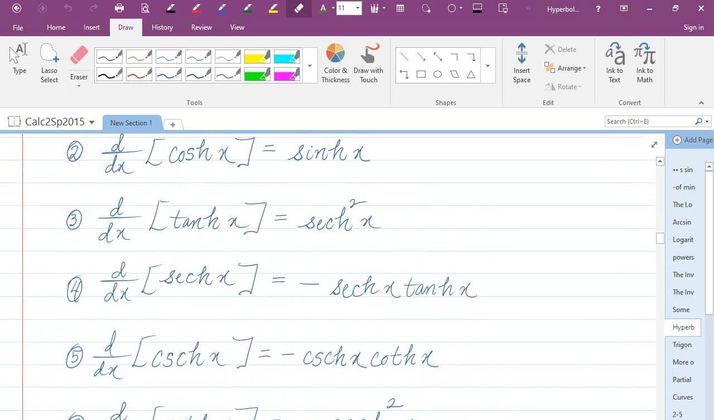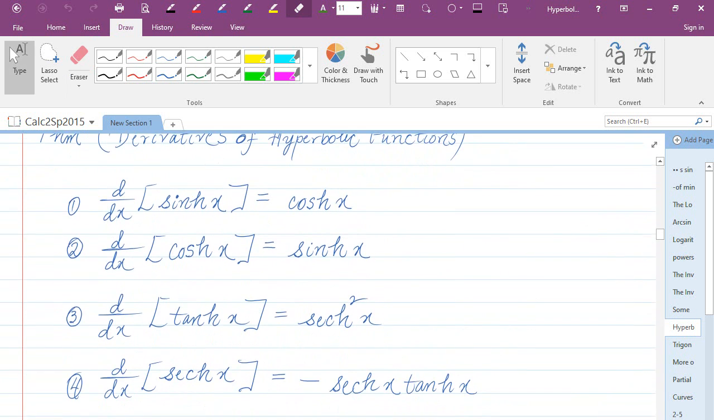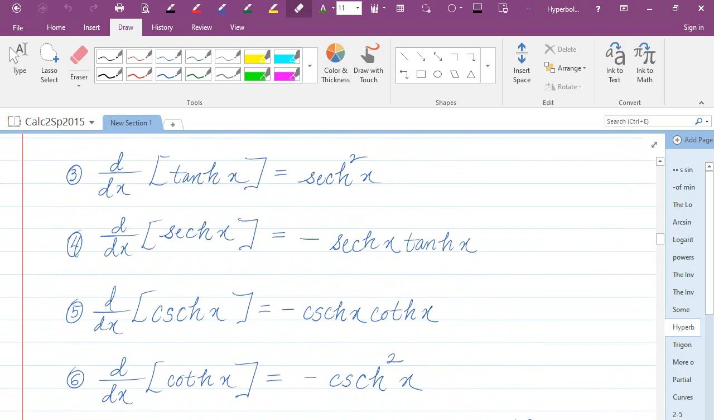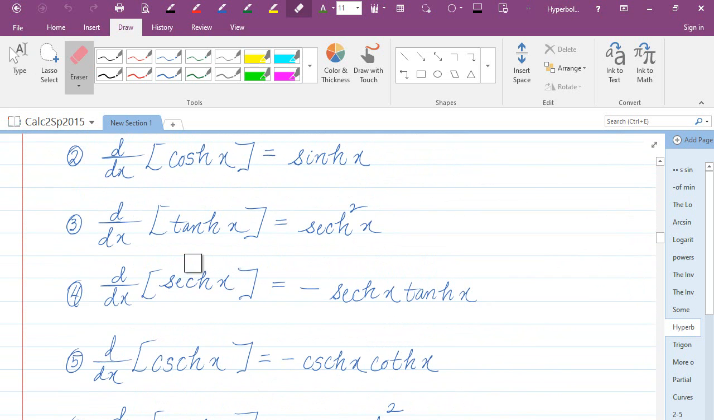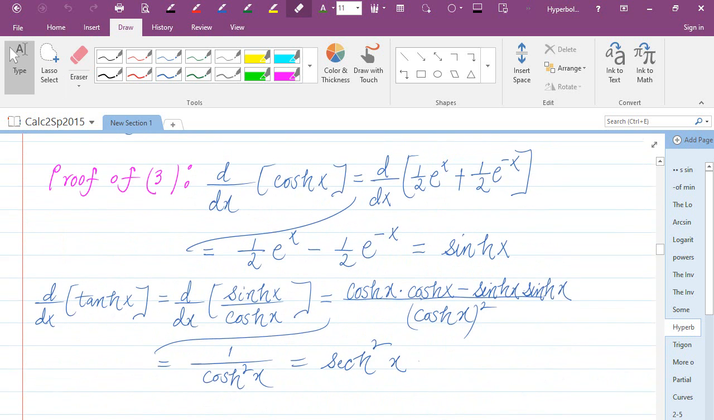Alright, so again, I'm not going to derive each one of these formulas for you, but let me just derive number 3. I'm going to show you how to come up with this formula here. That is, I'm going to derive the derivative of the hyperbolic tangent of x.